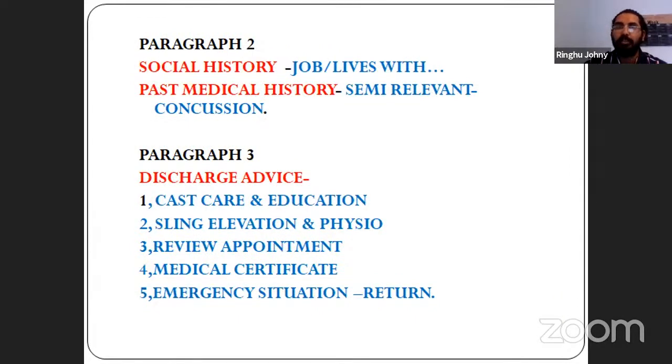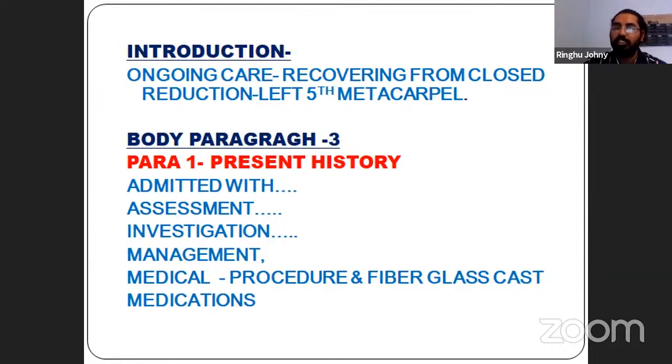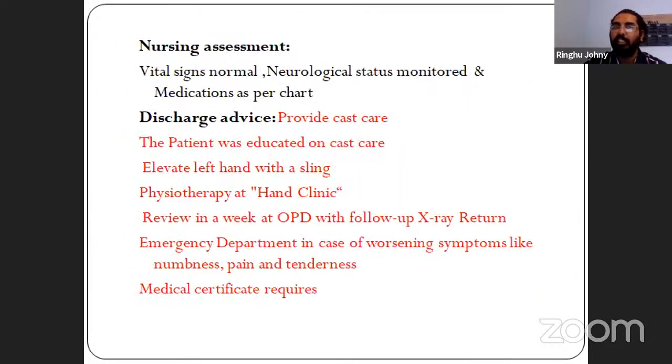Now for the third paragraph, we're going to mention the discharge advice. What is the discharge advice here? Cast care and education, sling elevation, physio, review appointment, medical certificate and emergency situation. In case of any emergency or any worsening symptoms, he needs to return. So how do we write it? Let's have a look. So the third and last body paragraph. Is that clear for everyone?